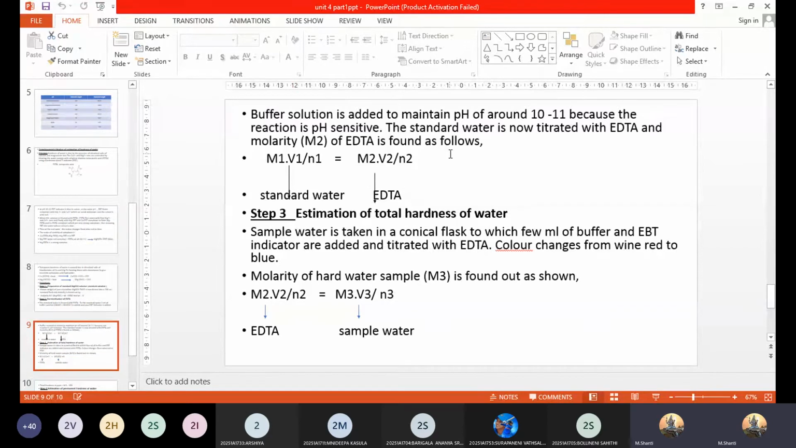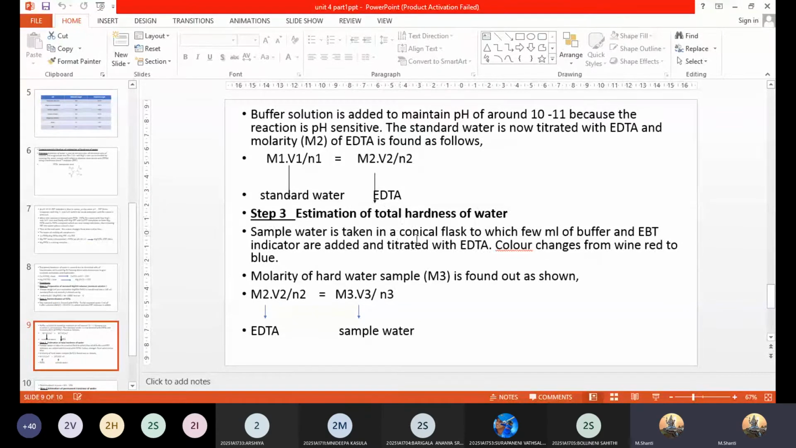So we have just done step 1, step 2, and coming to step 3. And what is step 3? Step 3 is the estimation of total hardness of water. Already I told you the purpose of this experiment. So you can take any sample water instead of the standard hard water. Earlier, in the conical flask, we had taken standard water because we have to find out the concentration of EDTA. Now you can discard that solution.